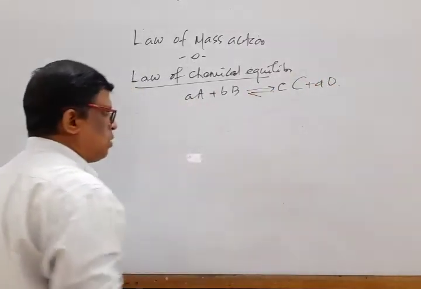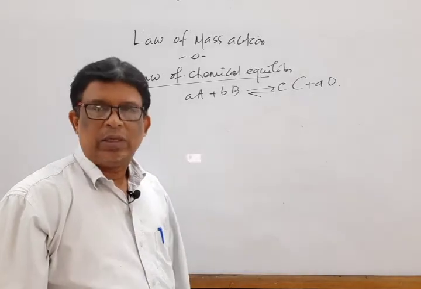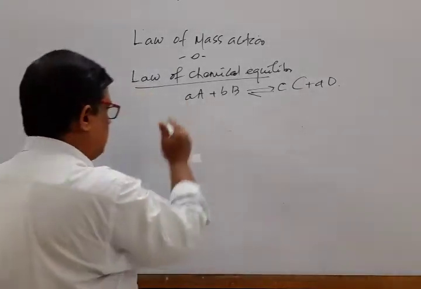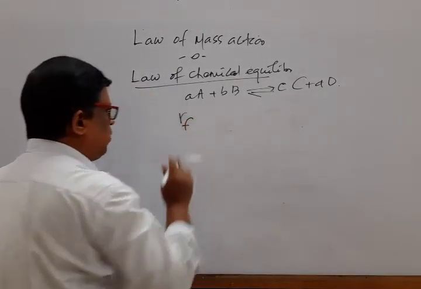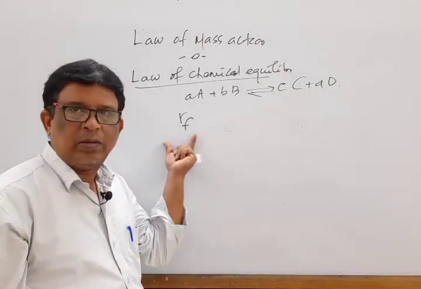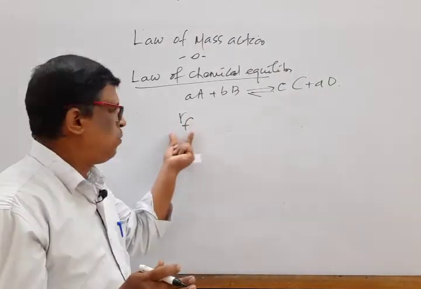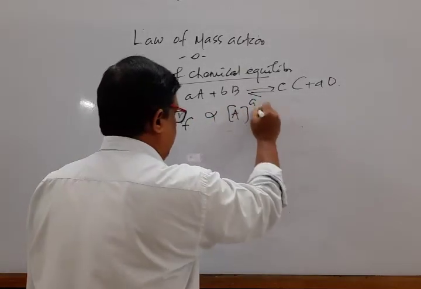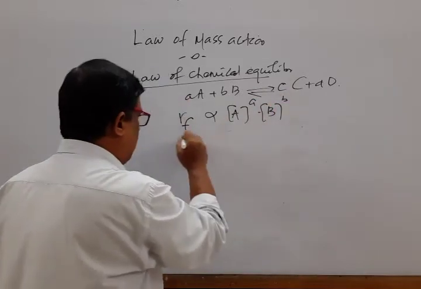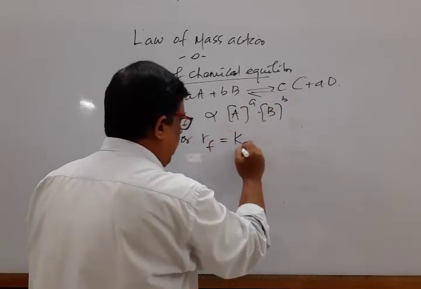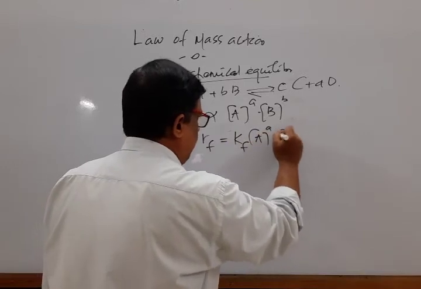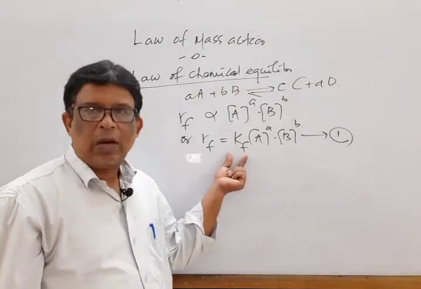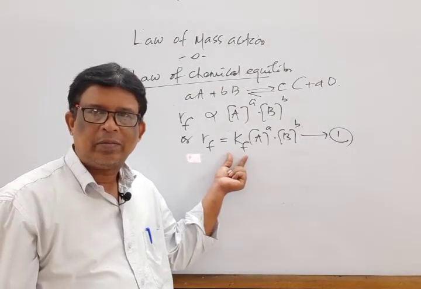Mark that, as the reversible reaction proceeds in both directions, we select first the reactant side, then we select the product side. RF means rate of forward reaction. First we select the forward reaction. According to the law, RF is proportional to [A] to the power a into [B] to the power b, or RF is equal to Kf [A]^a [B]^b, where Kf is a proportionality constant known as the rate constant in the forward direction.